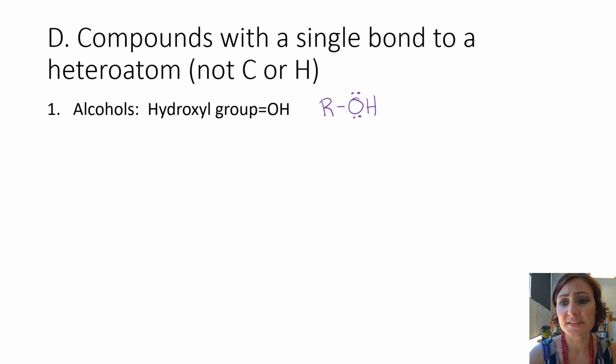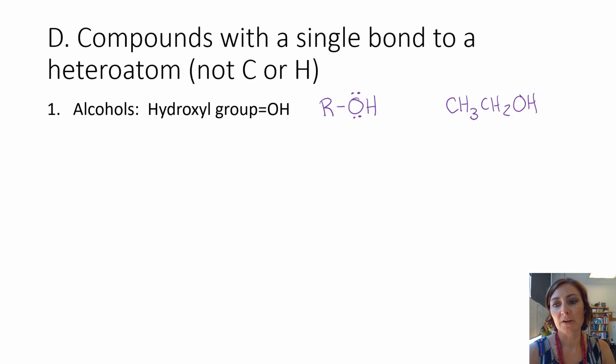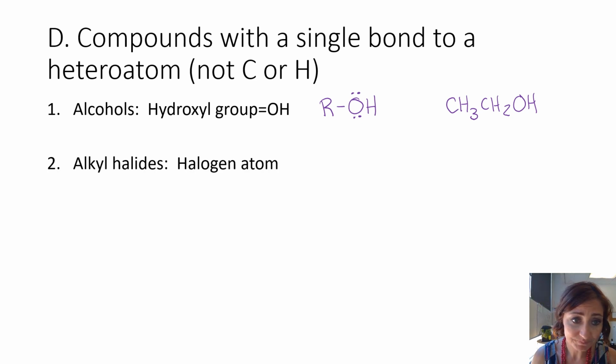An example of this in an actual structure, we'll use a 2-carbon structure. This would be ethanol, and we'll talk about how to name these later. But you would see an OH group coming off. It can be attached either on the end of a condensed structural formula, or we can attach it with a line, and we will get into all of this very soon.